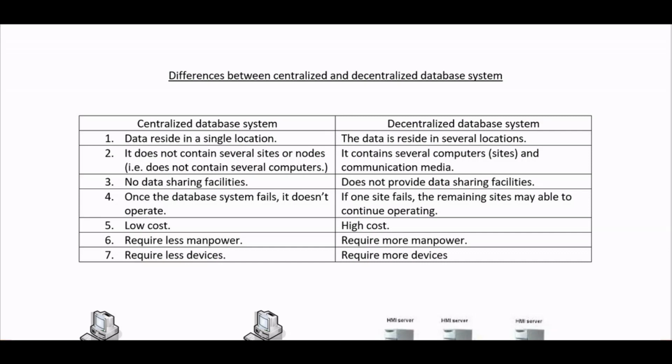There is no data sharing facility. It means the data cannot be shared with others. It is provided by a single organization or in a particular place.